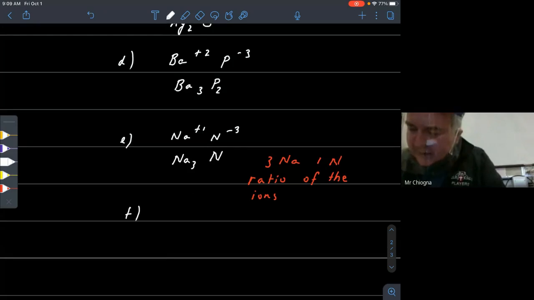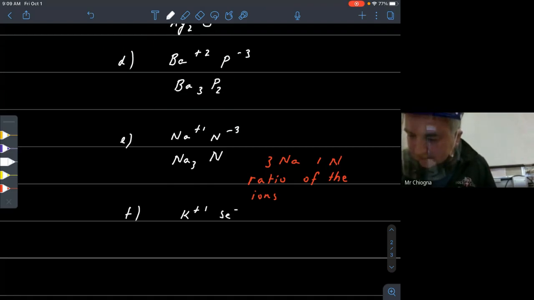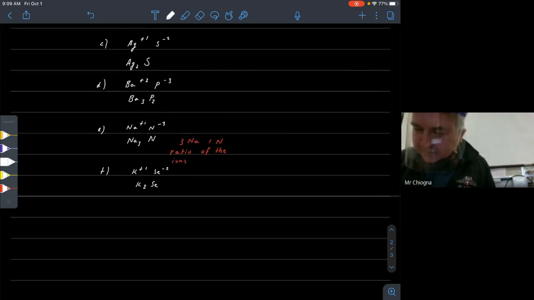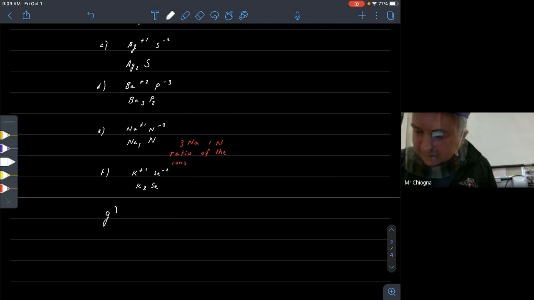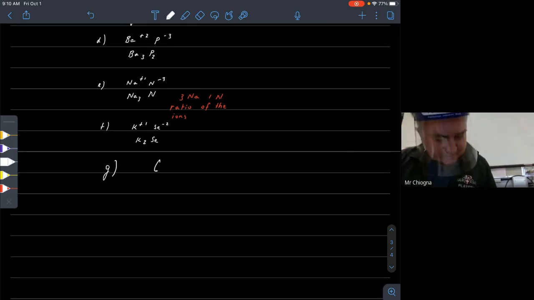Potassium selenide. I don't know what selenide is. Selenide is -2. Interesting. Okay. Crisscross, and you get K2Se. I'm writing small. Next, cesium sulfide. Cs2S.